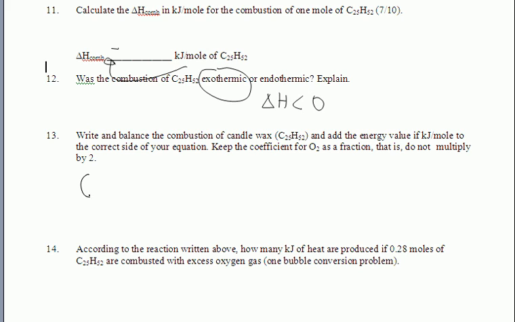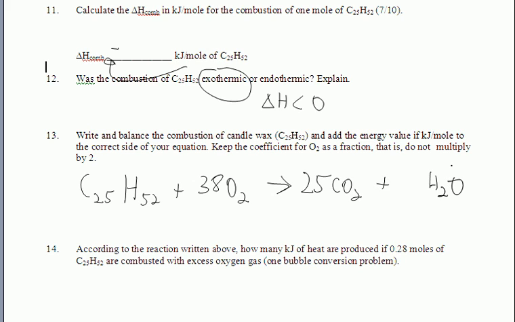Write the balanced reaction for the combustion of candle wax: C25H52 plus 38 oxygens. It's going to go to 25 carbon dioxides and a certain number of H2Os. That would be, I believe, 26. Yes, 26 H2Os. There's the combustion reaction.